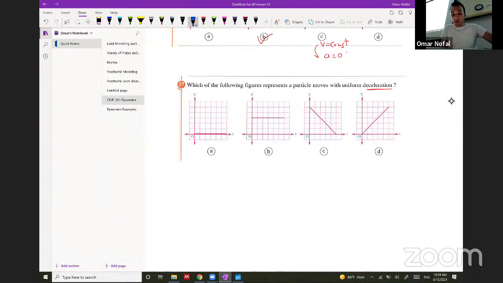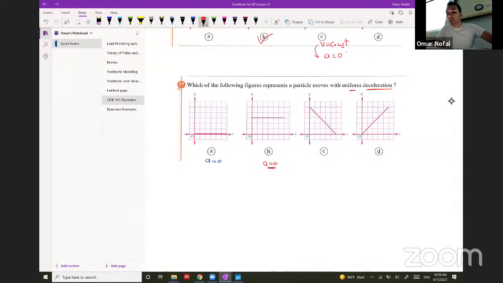So for A, v is equal to 0, so it means the acceleration will be equal to 0. And here it is not 0, but it's still constant. So if you take the derivative of this, it will give you a equal to 0. And for D, it has a constant, uniform acceleration, but it's acceleration, not deceleration.